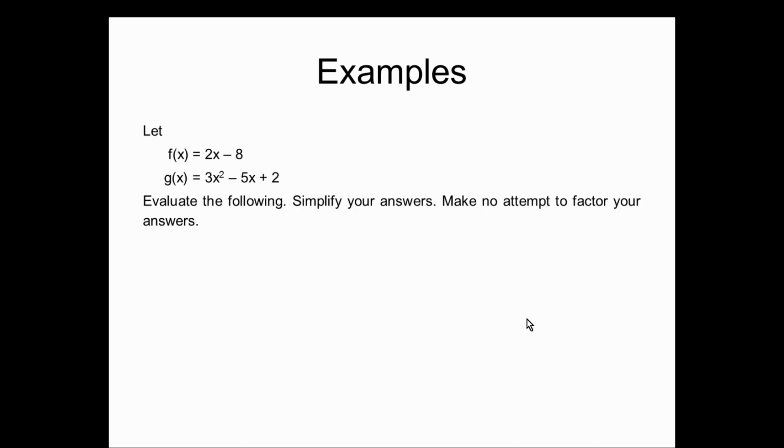Number one, I'm going to let f of x equal 2x minus 8. I'm going to let g of x equal 3x squared minus 5x plus 2. We're going to evaluate the following, simplify, and make no attempt to factor your answers. Again, remember, don't factor unless you're specifically told to factor, or if you're solving an equation that has x squared or x to the higher power, then you're supposed to factor, set each factor to 0, or if you're trying to multiply, divide, or simplify rational expressions.